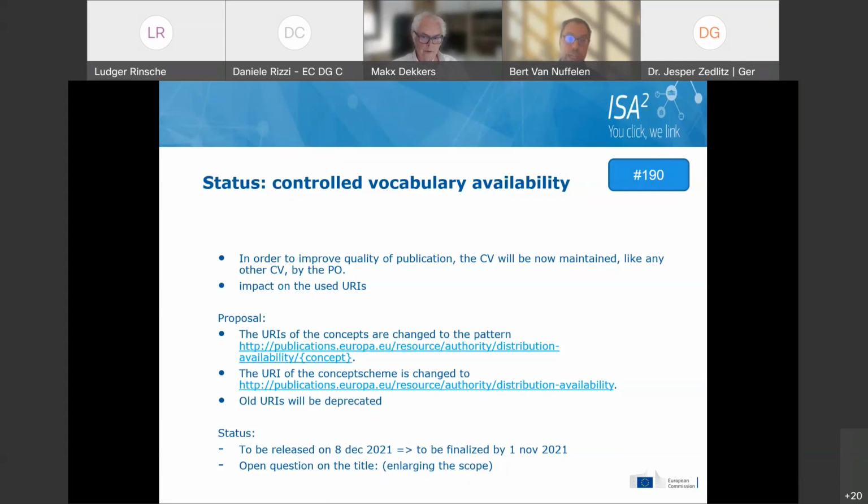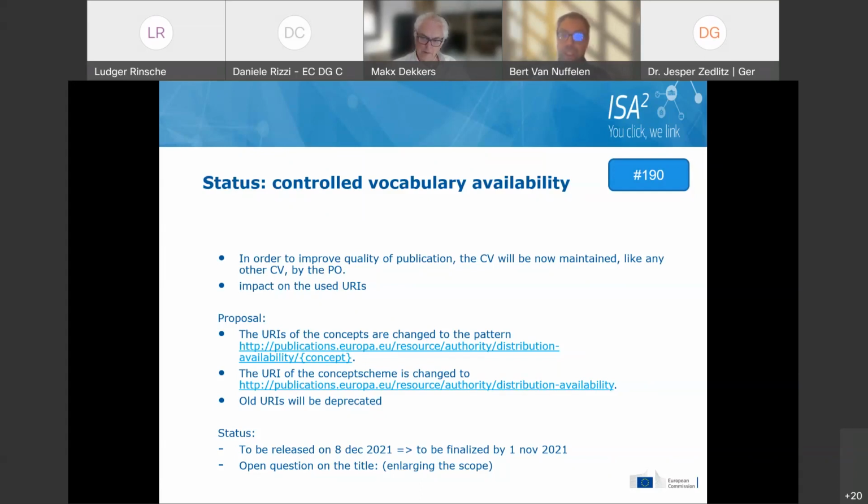So the proposal is namely that the URIs will be of the form publications office.europe.eu/resource/authority, and then the title. That's a discussion for the next slide. Concepts, and the concept might be temporary, stable, and if I'm right, the two others don't. You have to scroll back. And then we have to change the URI of the concept scheme as well to the new one.